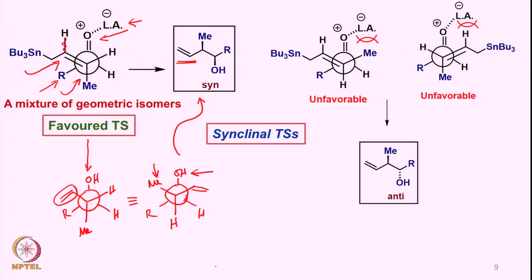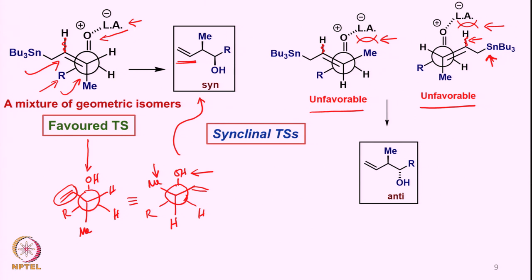On the other hand, we can also write two more transition states in this particular fashion. Each one of them is a synclinal orientation with respect to the aldehyde, and if we put the same reagent here like this, then of course we expect a steric hindrance here between the Lewis acid and the methyl group. And in this case there is a steric hindrance with respect to either hydrogen here or the tin, depending on which stereoisomer we are taking, because we have started with a mixture of the olefin, the allyl tin molecule.